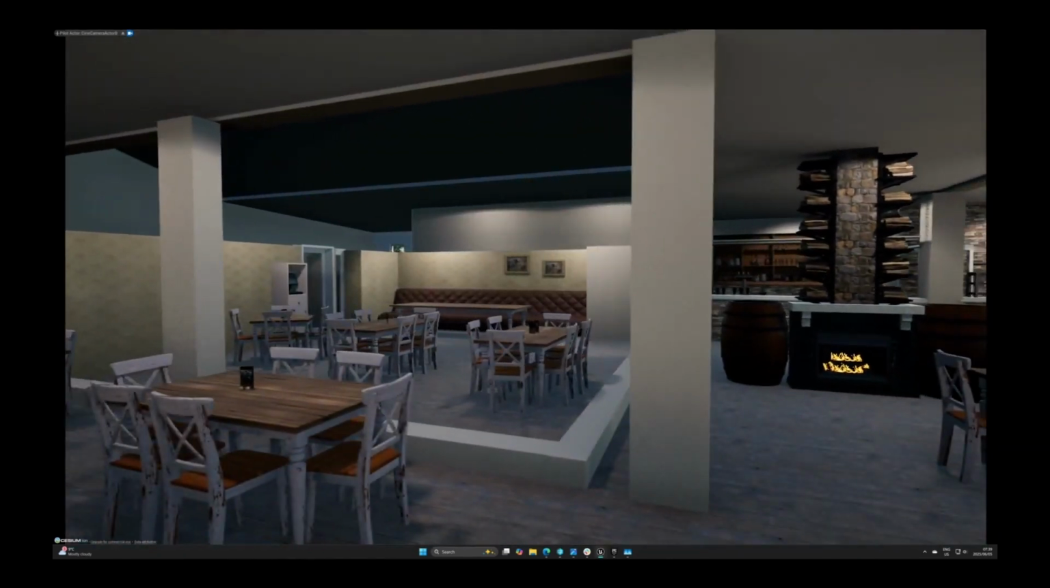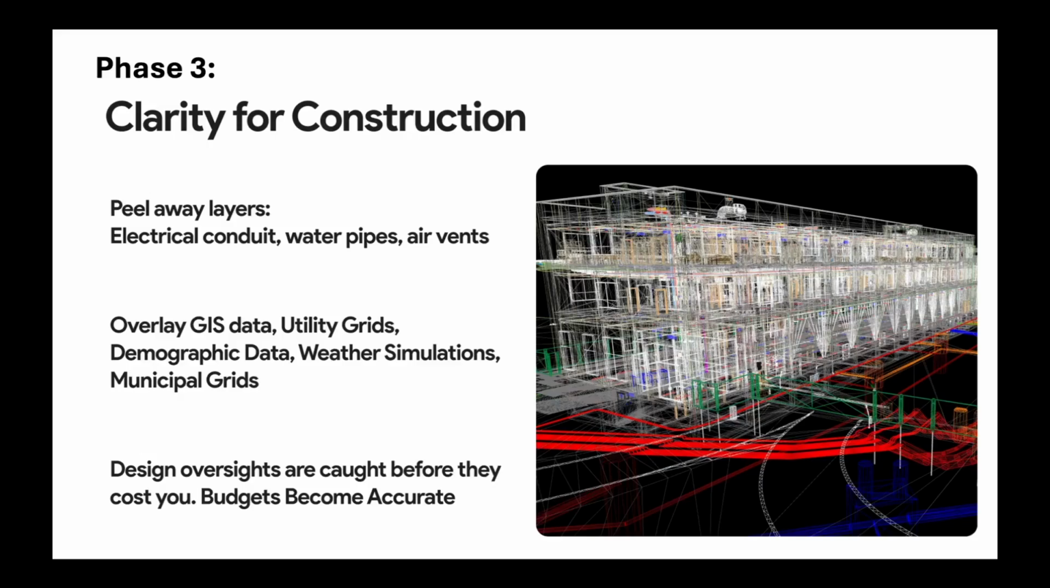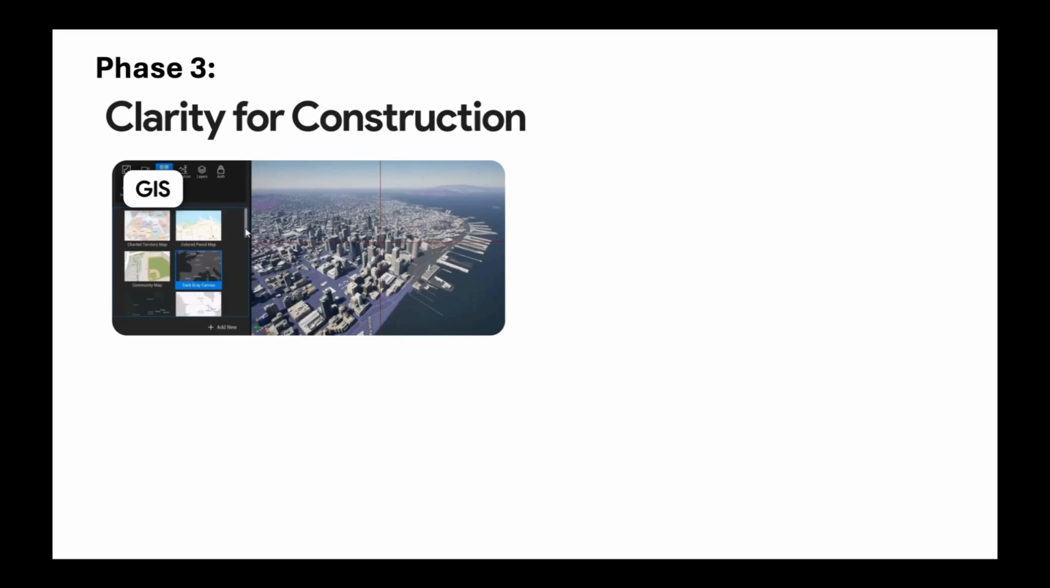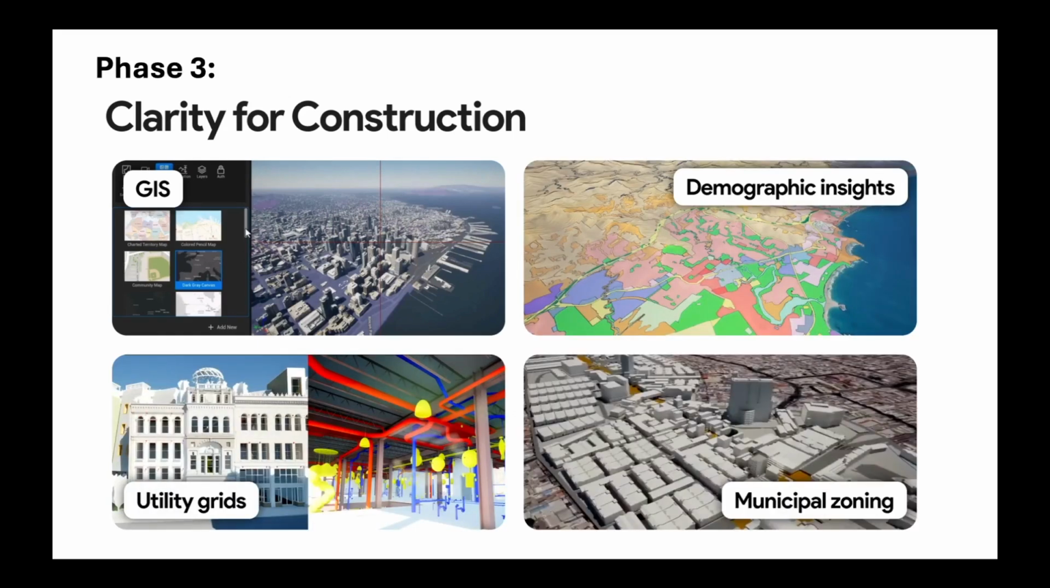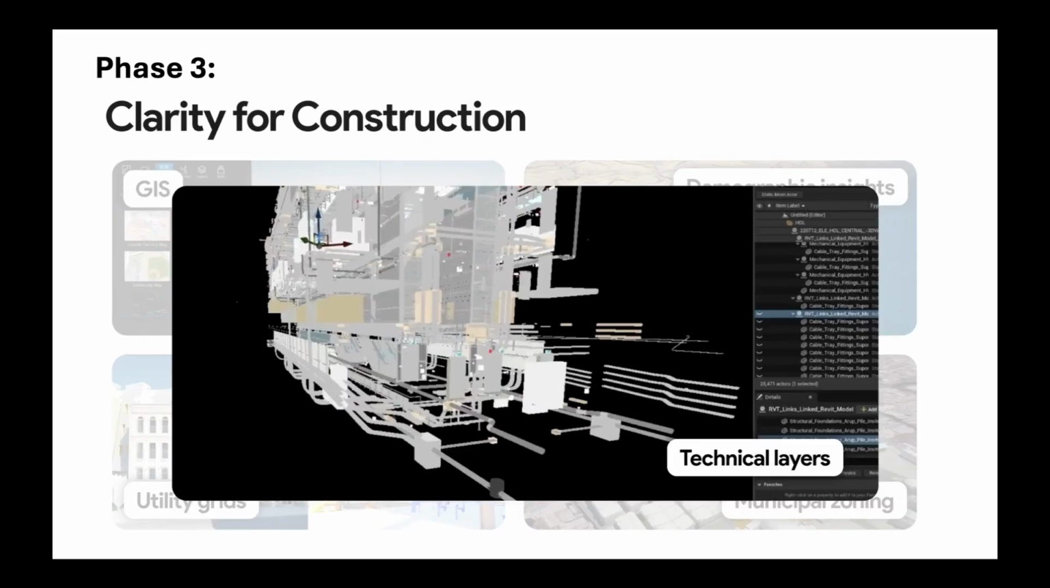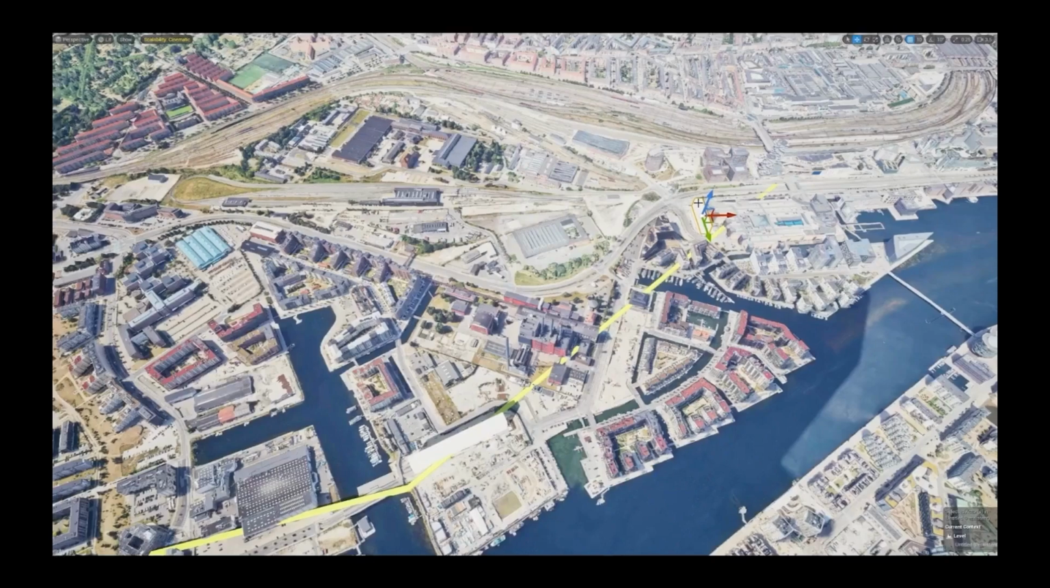And then lastly, at a later stage in the project, is being able to give massive amounts of contextual information to really mobilize the construction team. The idea behind this is that we can really peel away layers to unveil electrical conduit, water pipes, air vents, pulling over stacks and loads of other information: GIS information, demographic insights, utility grids, municipal zoning, even down to the technical layers of the model. And I'm just going to take you through a very quick example of this.